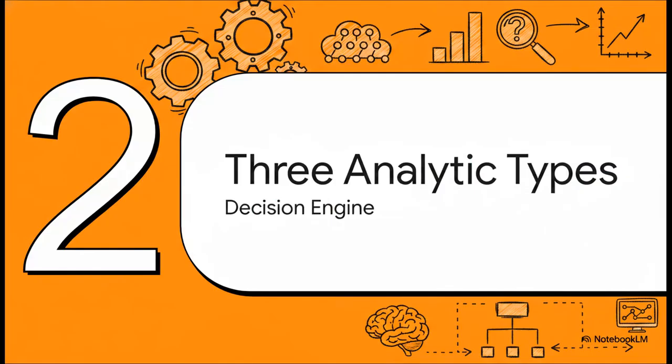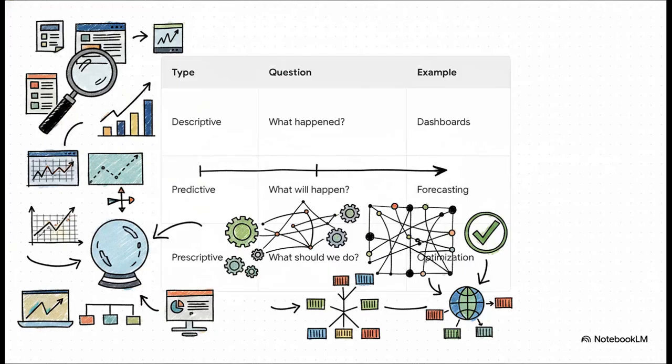Moving right along to Section 2, the three analytic types, which really serve as the engine of decision-making. Okay, so analytics usually falls into one of three buckets. First, we have descriptive analytics. This is like looking in the rearview mirror, answering what happened, using things like data dashboards and reports. Then there's predictive analytics. This is looking forward through the windshield, answering what will happen through something like sales forecasting.